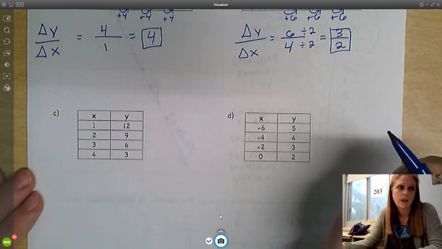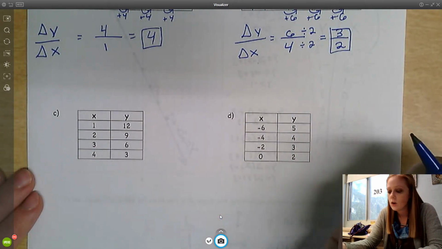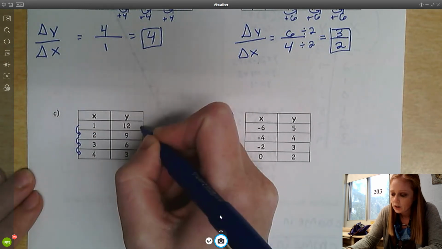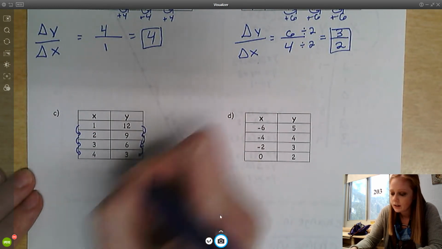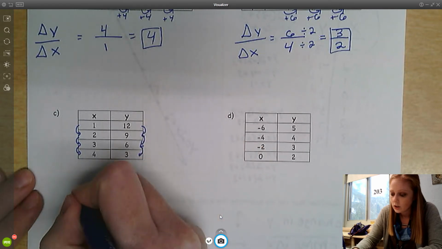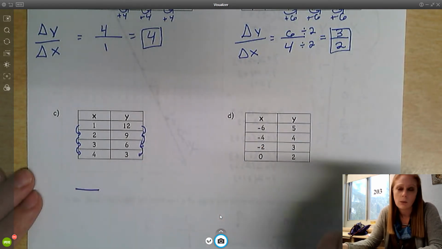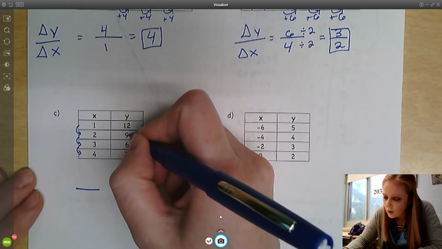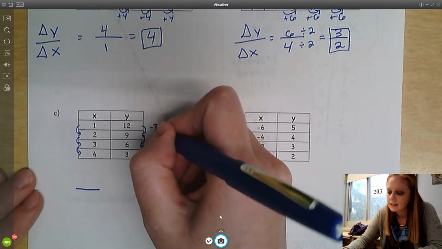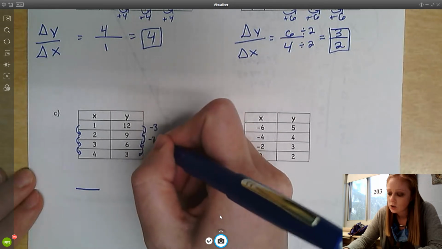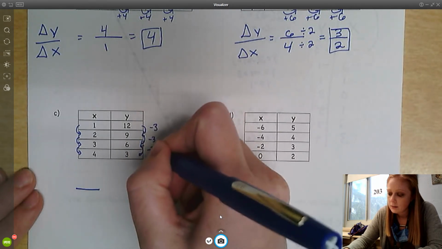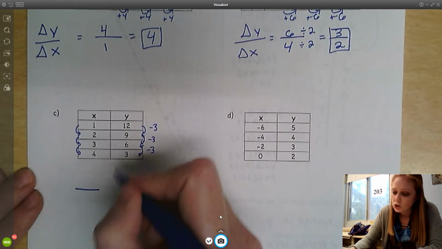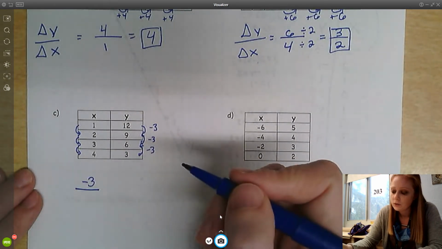Okay, this table is written a little bit differently. It's vertical instead of horizontal, but that's fine. Change in x is going to be over here. Change in y on this side. Okay, so the change in y over the change in x. So I'm going to look at my change in y first because that's going to go in the numerator. To get from 12 to 9, we're going down, so we're minusing 3. 9 to 6, you're minusing 3. Minus 3 to check, 6 minus 3 is 3. Yeah, okay. So my change in y is negative 3.